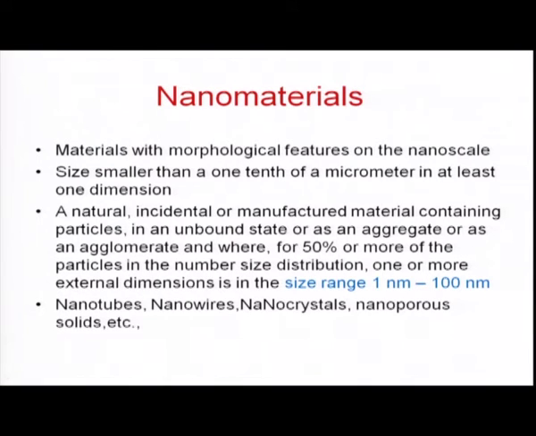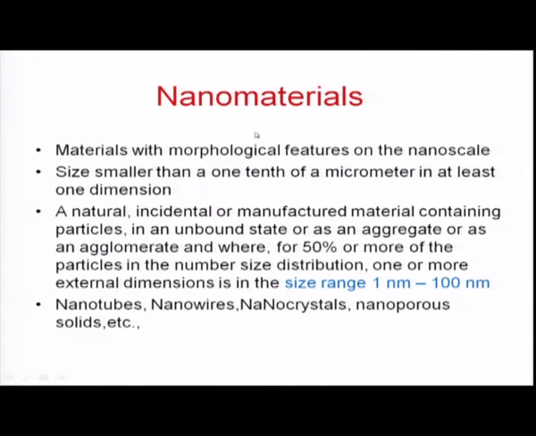It should be nano dimension, and these nanomaterials may be natural, incidental or manufactured material containing particles in an unbound state, or as an aggregate or an agglomerate, where at least 50% or more of the particles in the number size distribution have one or more external dimensions in the range 1 nanometer to 100 nanometer. This is the main thing. So most nanomaterials, whether free or agglomerated, should have a particle size from 1 nanometer to 100 nanometer.